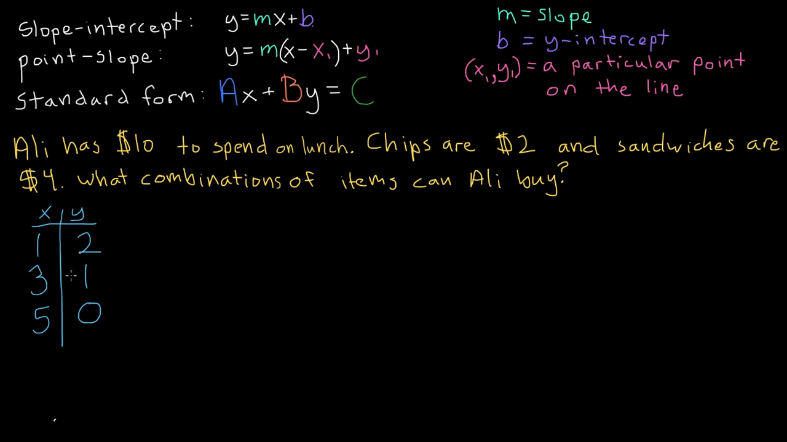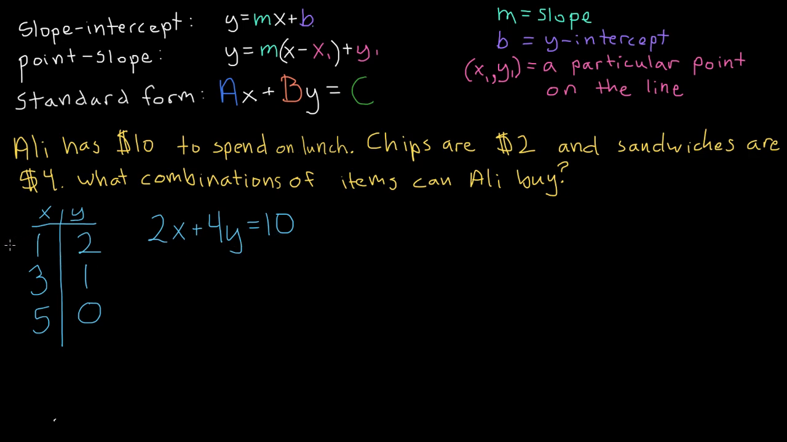And if we were to generalize this situation into the standard form, this is what it would look like. We would write it as 2x + 4y = 10. Now 2 is the cost of 1 bag of chips, and then 4 is the cost of 1 sandwich, and 10 comes from the fact that Ollie has $10 total to spend.